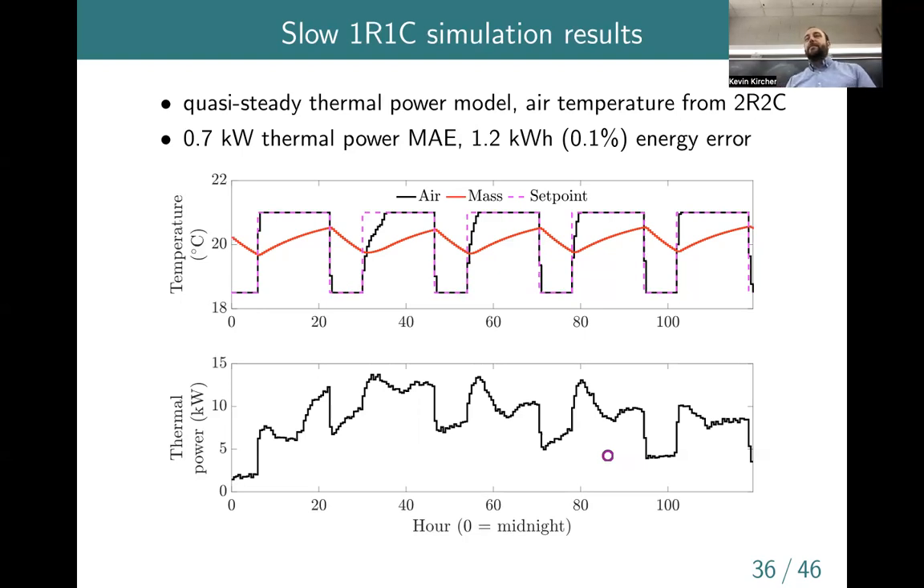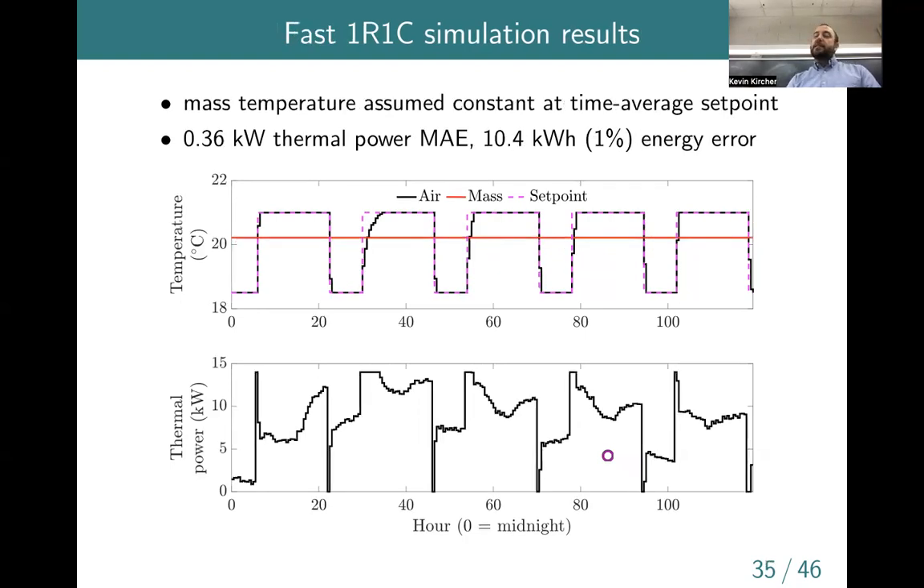Yeah, question. So the fast 1R1C, you're assuming no capacitance? So the question is, am I assuming no capacitance in the thermal mass for the fast model? I guess the assumption there would actually be that it has infinite thermal capacitance.